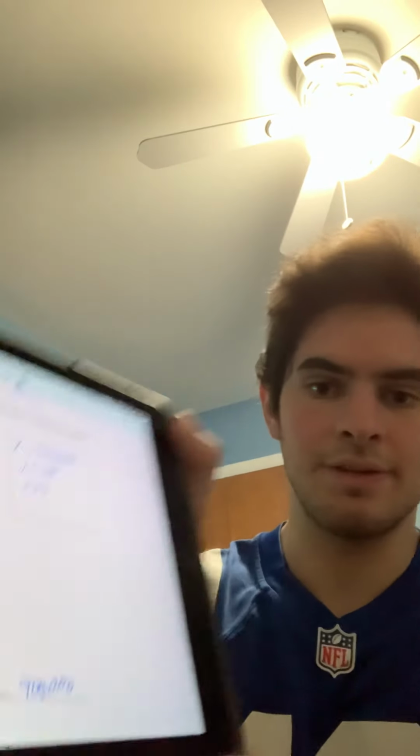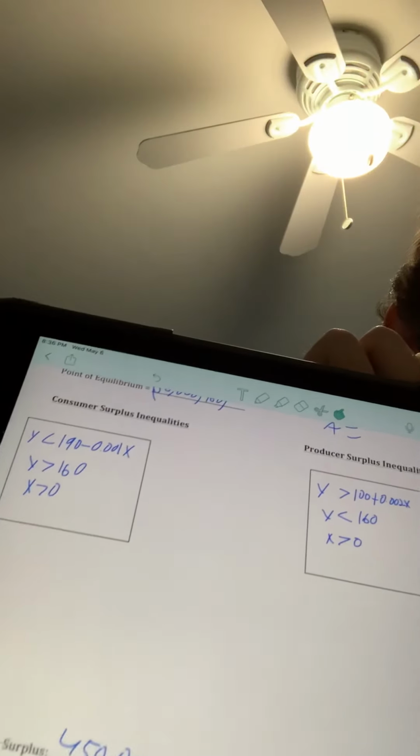And again, a very strenuous problem here. You're going to get the producer surplus to be 900,000. So once you do that, your problem is done. You have the point of equilibrium at 30,000, 160, the consumer surplus at 450,000, and your producer surplus is 900,000. This is the final result if you want to see it with the inequalities. And we're going to move on to problem number 2 here.